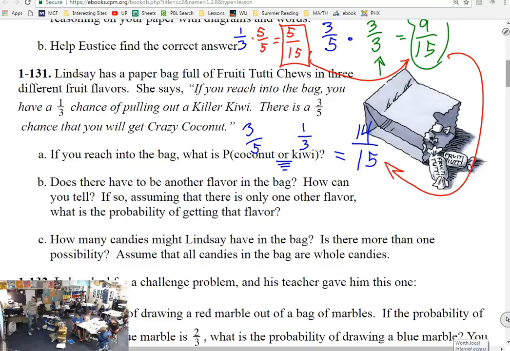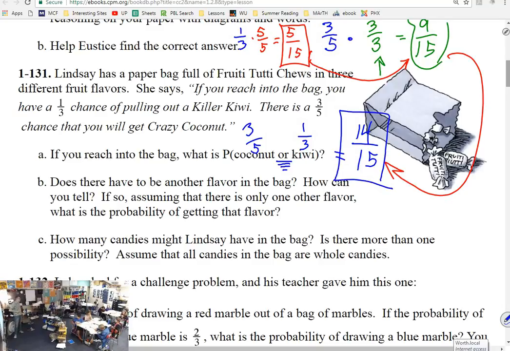Alana, what do you think? Yes. Or flavors, more so? The kiwi and the coconut take up 2/3. They do. Oh, so be careful. They are 2 flavors out of how many we don't know. Now be careful saying 2/3, because that sounds like a probability. We just calculated their probability is 14/15.